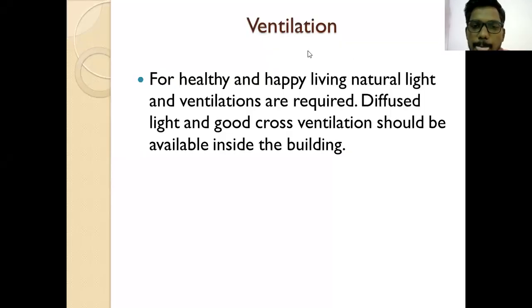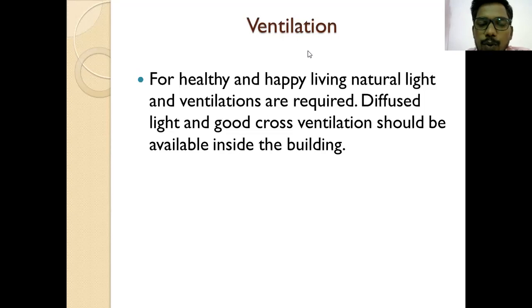The next point is ventilation. For healthy and happy living, natural light and ventilation are required. Diffused light and good cross ventilation should be available inside the building. Ventilation is the supply of fresh air into the building, or whatever outside air is there, that we have to supply to the building. We can go for ventilation in two ways. The first one is natural and the second one is artificial.